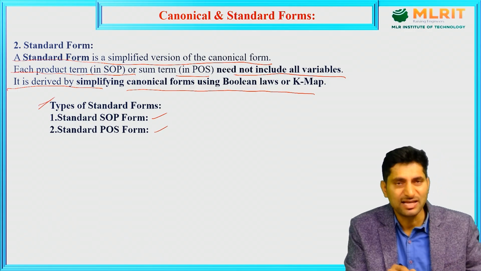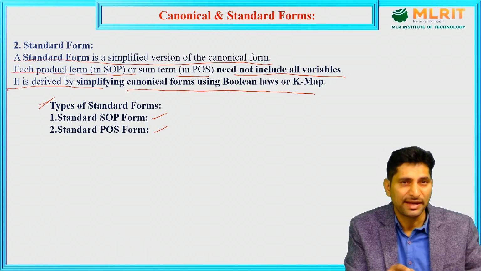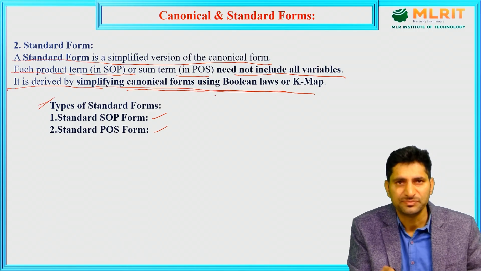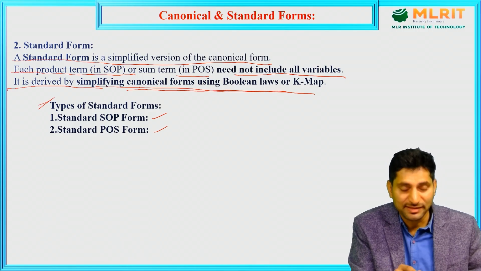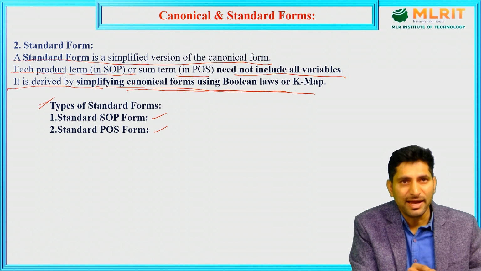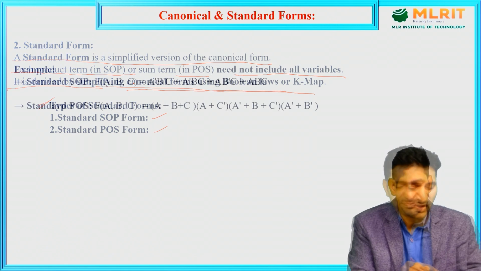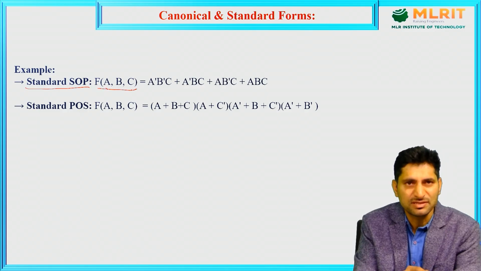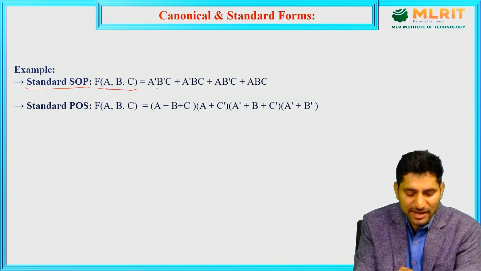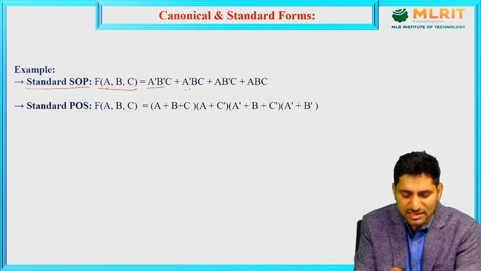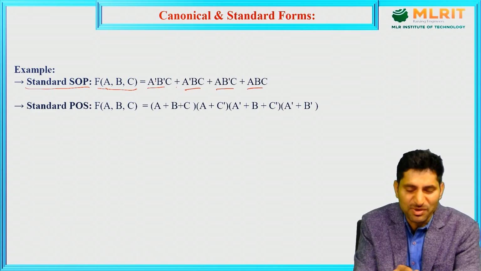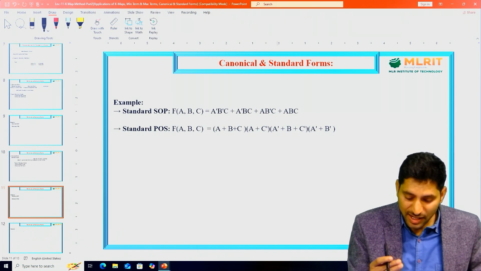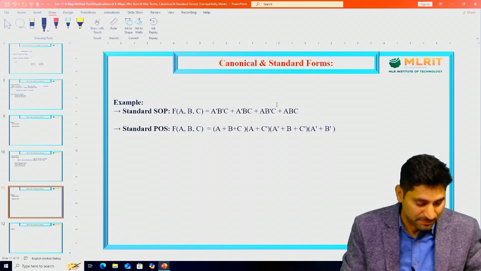These standard SOP and POS forms are derived from canonical form only, because they are a simplified version of canonical forms. In standard form there need not be all the input variables. For example, in standard SOP form, take these three variables. Using these three variables, I am taking the sum of these product terms. Here there is no need to include all of them.